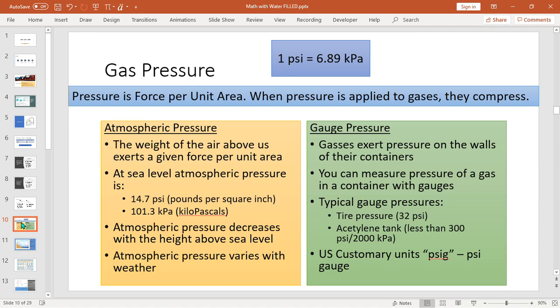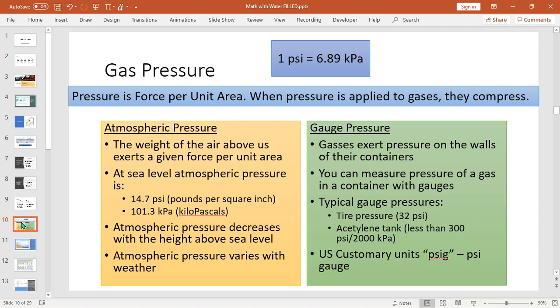And there is a conversion between the metric unit, kilopascals, and the US customary unit, pounds per square inch, and it is 1 pound per square inch is equal to 6.89 kilopascals. So we'll use that as well.